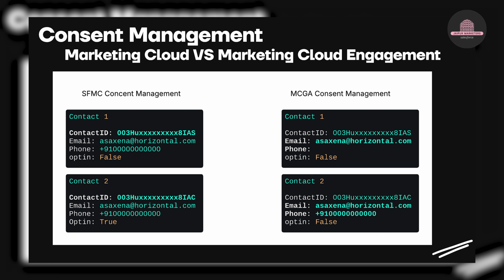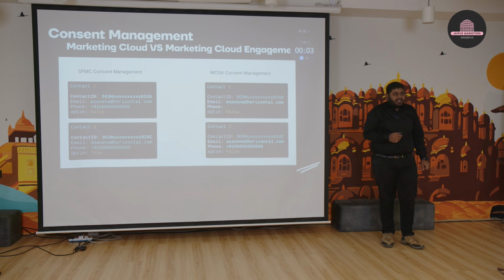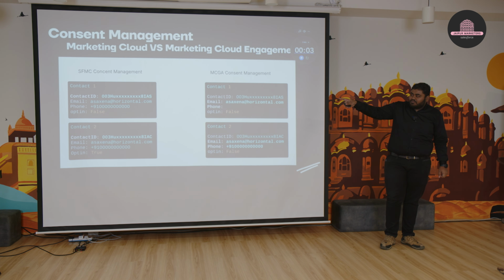So let's take an example of Marketing Cloud. Let's take two contacts with the same email, so we have the same email associated with two contacts. On Marketing Cloud, whenever you are sending an email to a customer, you need to select one contact ID to send the email. What if the customer opted out using my contact ID? Marketing Cloud works on a contact ID basis, not the email ID. If anyone unsubscribes from one contact ID, the consent will not be reflected to contact 2.